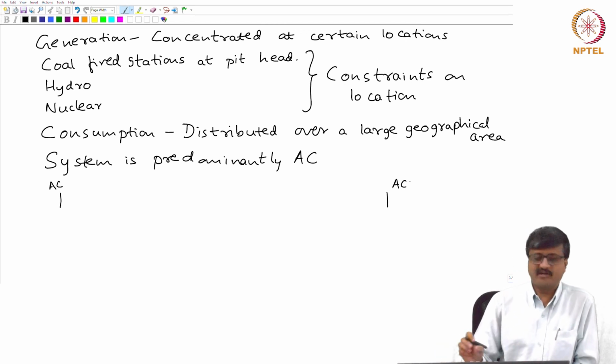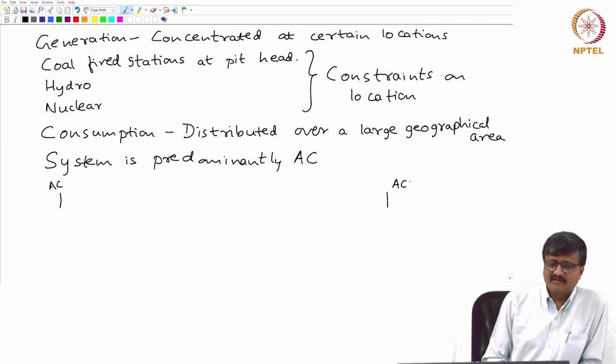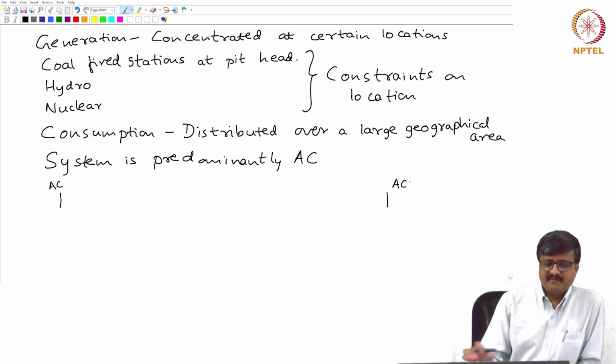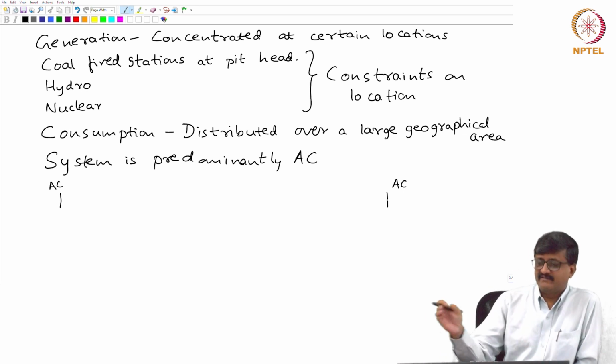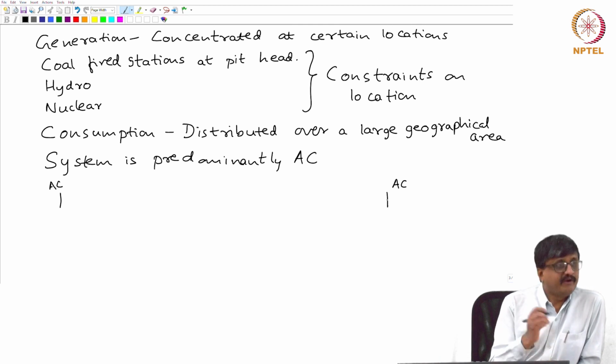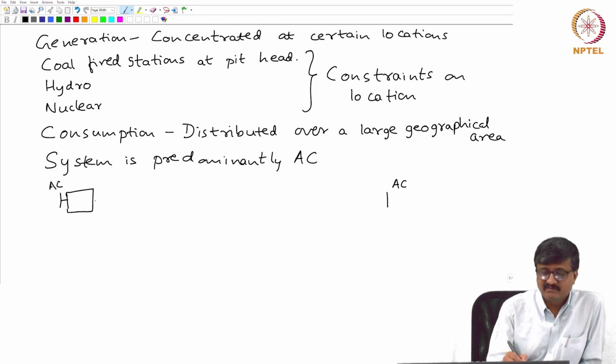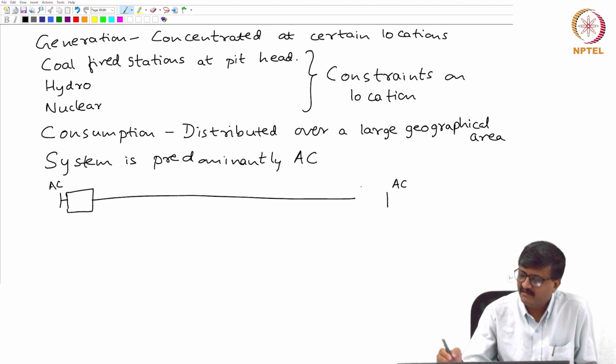The short lines are the symbols used in a single line diagram for a power system. Now, if I want to transmit power from this bus to this bus, the distance is of the order of, say, a few hundred kilometers. Now, I want DC transmission. Then what I need is an equipment which converts AC to DC. Then we do the transmission. Again, I need one more equipment here which converts DC to AC.